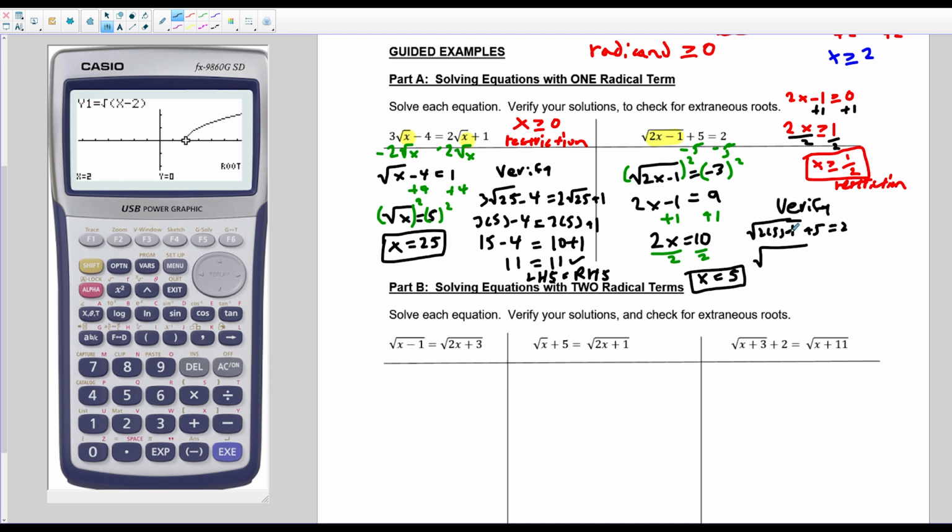2 times 5 gives us 10, and 10 minus 1 gives us 9. So I get the square root of 9 plus 5 is equal to 2. So that's 3 plus 5 is equal to 2. 8 does not equal 2. So the left-hand side does not equal the right-hand side. Therefore, we can state that x equals 5 is not a solution. So this is what we'd call an extraneous root. So x equals 5 is an extraneous root.